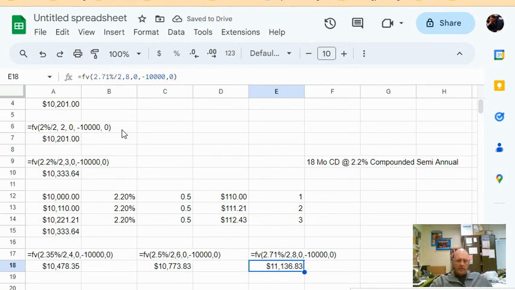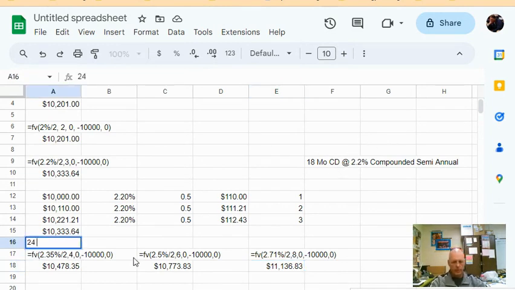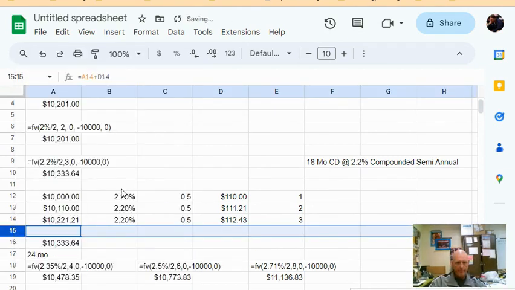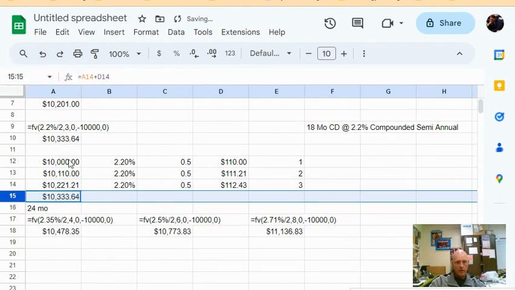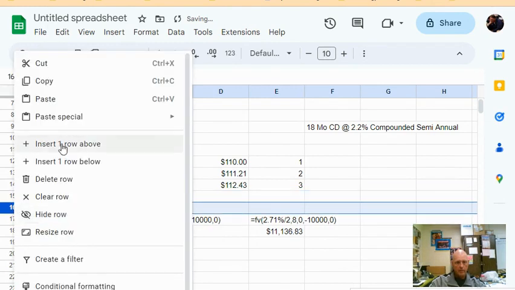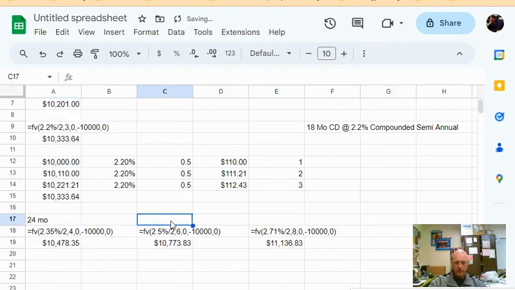But you come back and you take a look. Here should be the answers for our other three options. And again, I didn't label them as well this time. This is my 24-month CD. Here is my 36-month CD. Here's my 48-month CD.